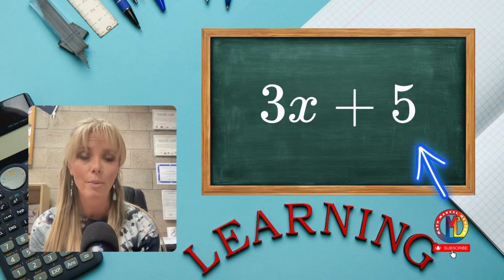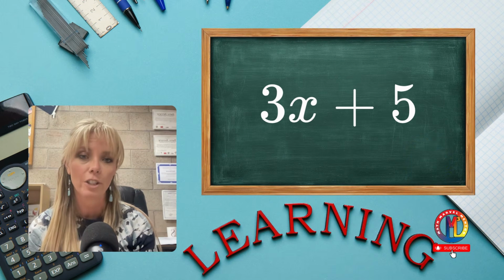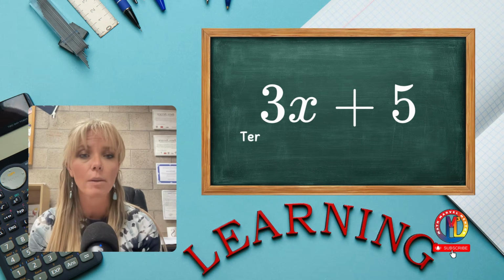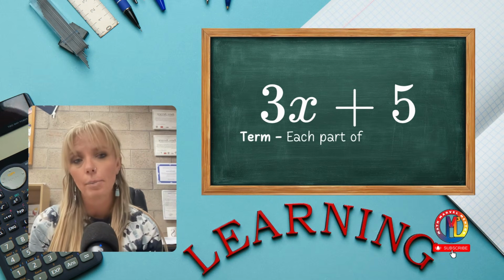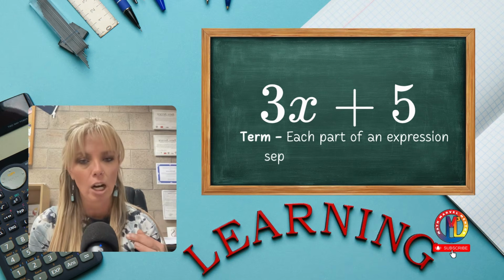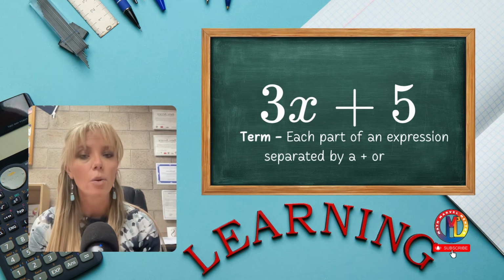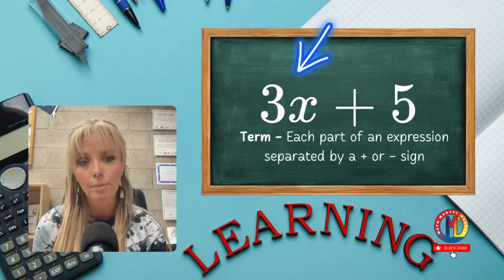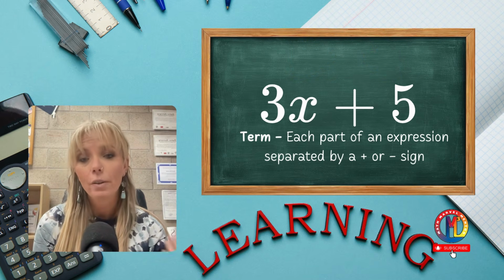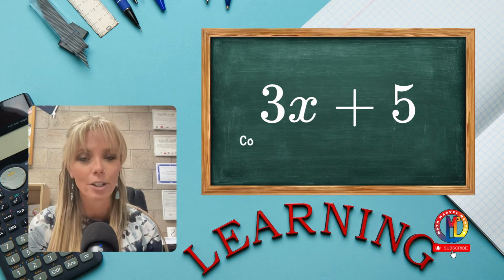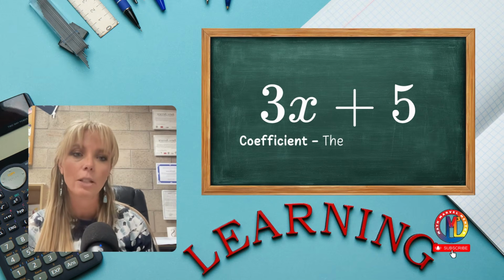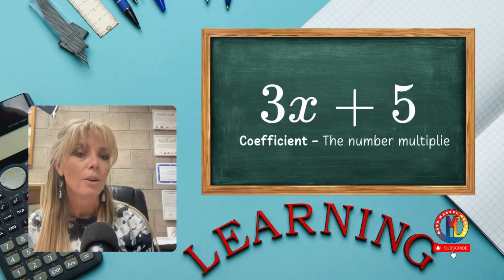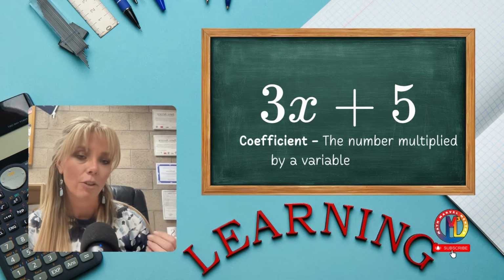Our next 2 vocabulary words are term and coefficient. A term is the part of an expression that's separated by addition or subtraction. So our first term is 3x, and then our second term is 5. Our coefficient is our last vocabulary word, and a coefficient is the number multiplied by a variable. So in this case, we have 3x.